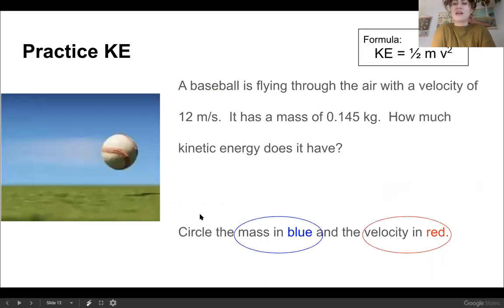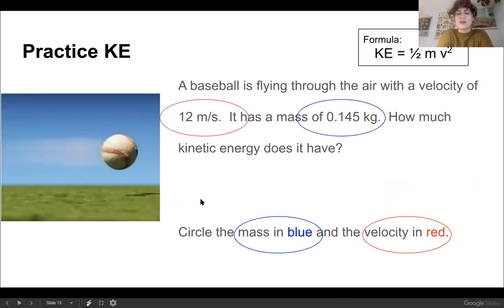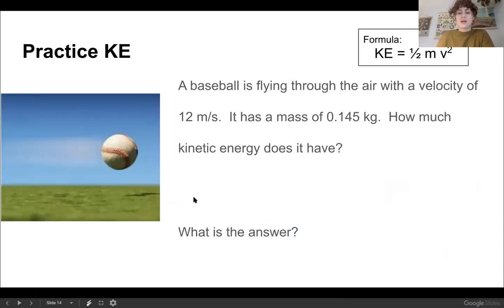Now, let's put it into action. A baseball is flying through the air with a velocity of 12 meters per second. It has a mass of 0.145 kilograms. How much kinetic energy does it have? Circle the mass in blue and the velocity in red. Pause the video and determine which one is mass and which one is velocity. So here's your answer. Velocity is 12 meters per second and mass is 0.145 kilograms.